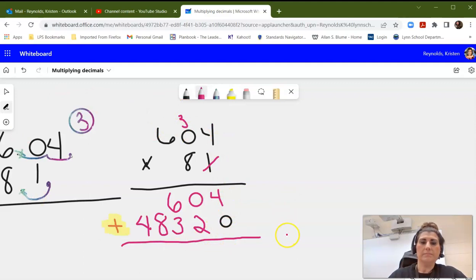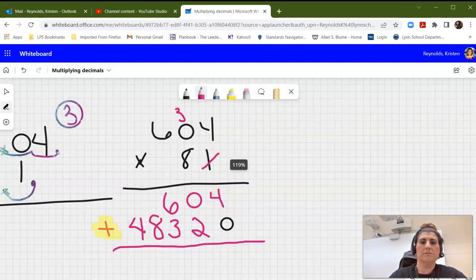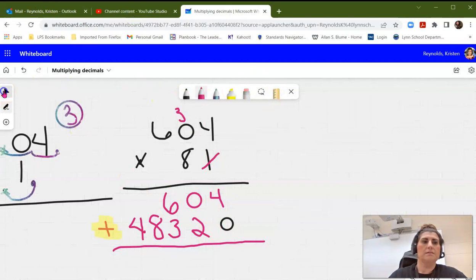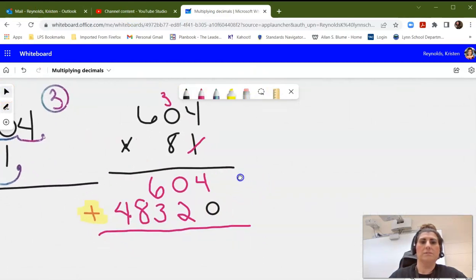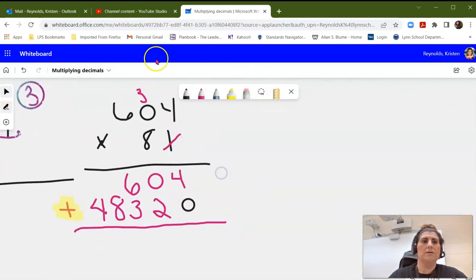So now I add, and I get 4 plus 0 is 4, 2 plus 0 is 2, 6 plus 3, 6, 7, 8, 9. 8 and 0, because there's nothing above, is 8. And there's nothing above the 4, so 4 and 0 would be 4.